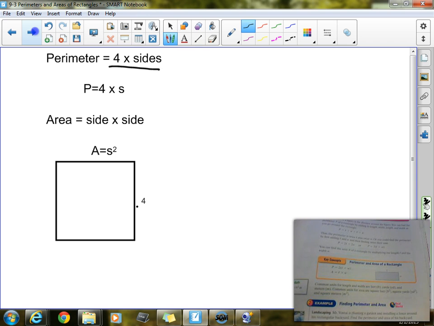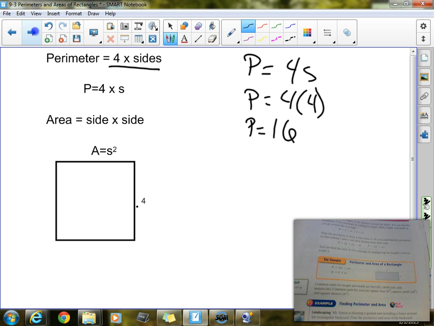Now I see my side is going to be 4, so all I'm going to do for perimeter is go perimeter equals 4s, and so perimeter is equal to 4 times 4. So perimeter is going to equal 16. So the perimeter of that square is going to be 16.